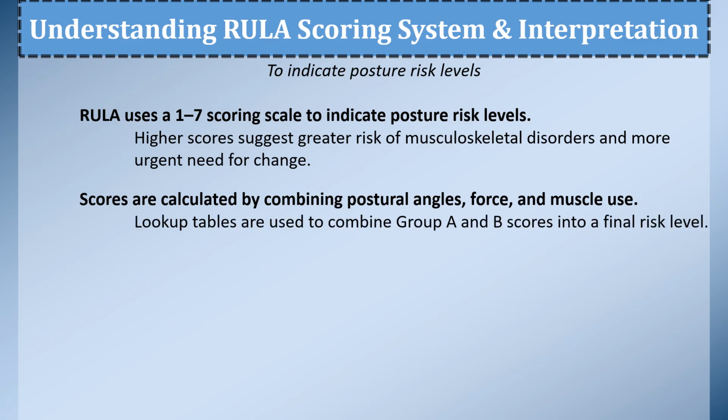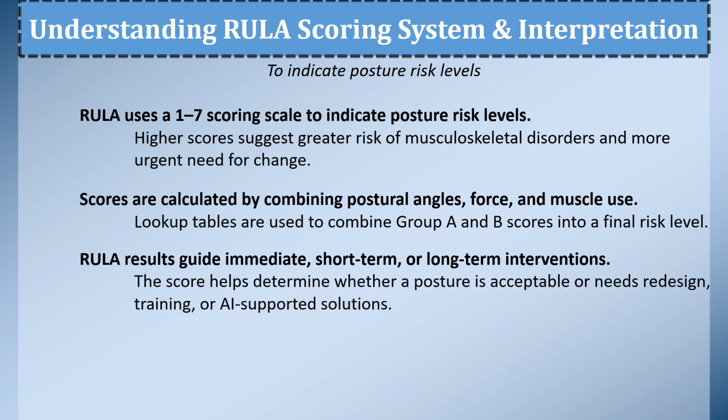Scores are calculated by combining postural angles, force, and muscle use. Every body segment's posture is evaluated and adjusted for static use or applied force. These raw scores are fed into a standardized table to derive the final ROLA scores. This ensures consistency across different evaluators.